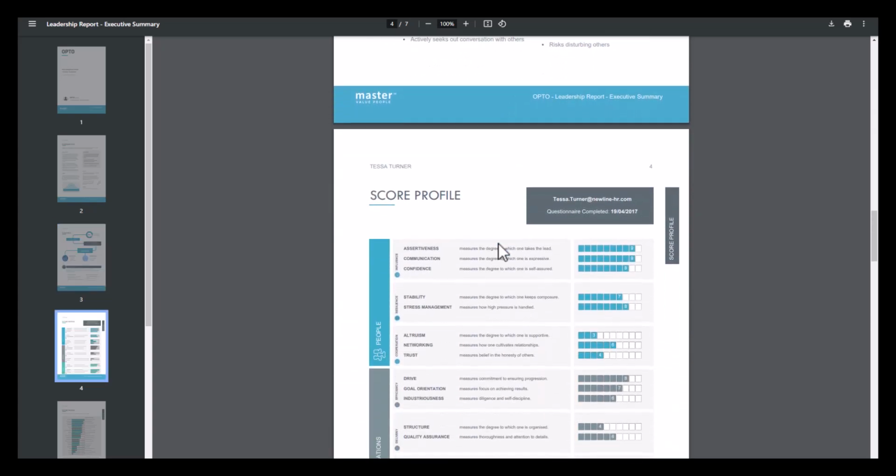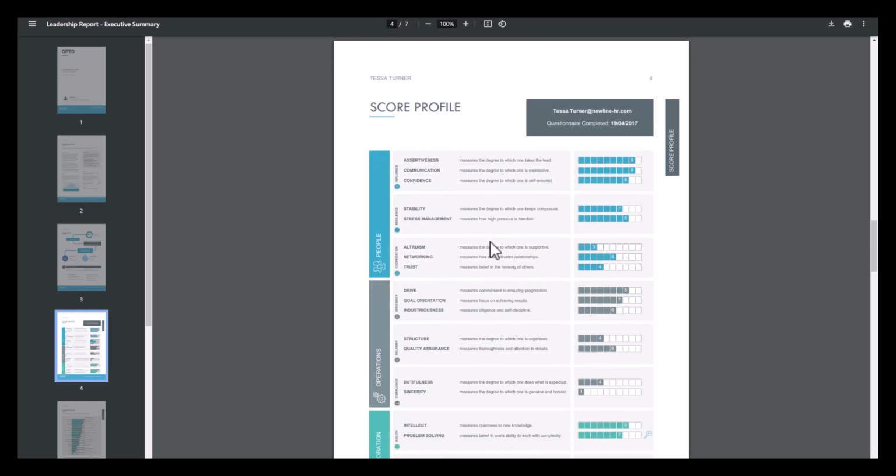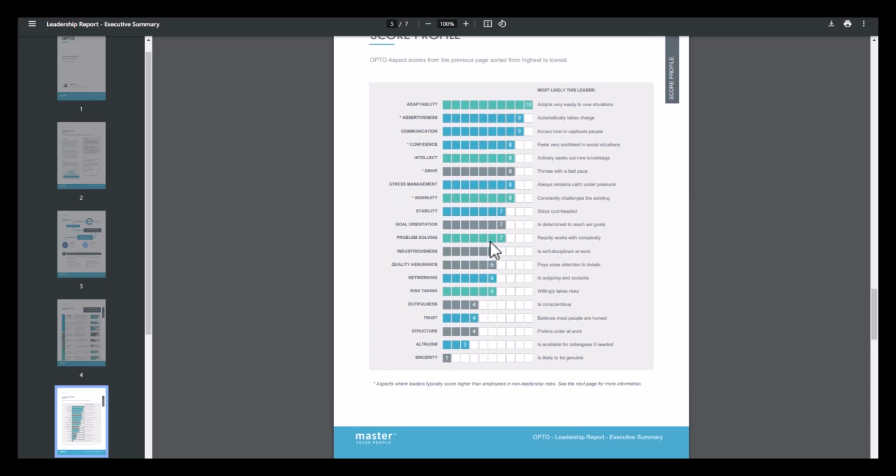When we turn to page 4, we see the participants' result presented in the usual format, so this is identical to what is in the detailed report. The following page is also the same, showing the aspects in descending order.